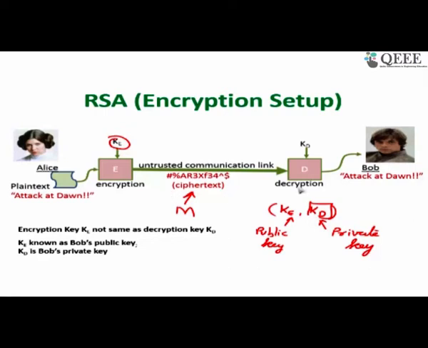On the other hand, when the message arrives at Bob's computer, Bob knows the private key corresponding to the public key KE, and he takes this private key, passes it through a decryption algorithm along with the ciphertext, to obtain the original message that Alice had sent. Okay, so let us look at how RSA actually works.